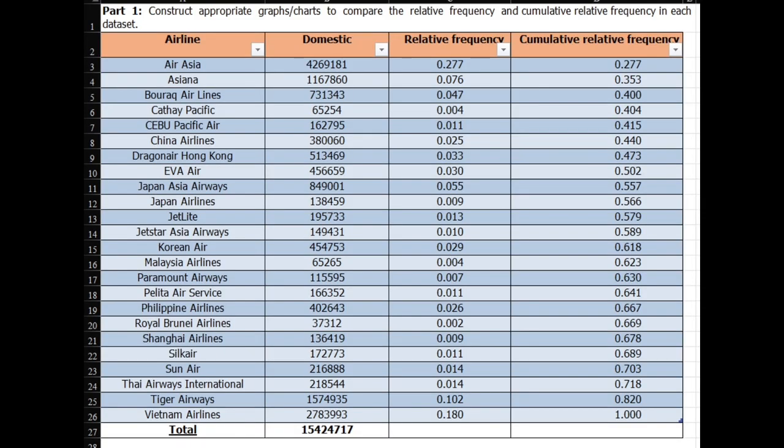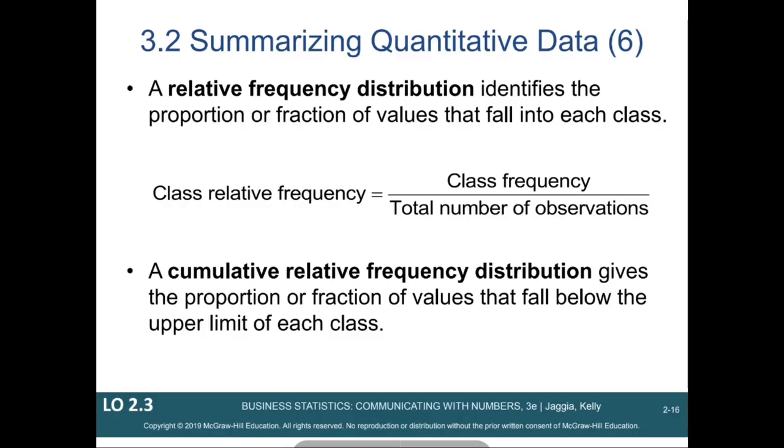For Part 1, construct appropriate graphs or charts to compare the relative frequency and cumulative frequency in each dataset. The table shows the total number of domestic passenger traffic of all airlines in the Asia-Pacific region, relative frequency as well as the cumulative relative frequency. The class relative frequency is class frequency divided by total number of observations.